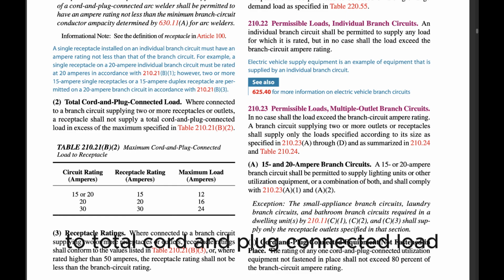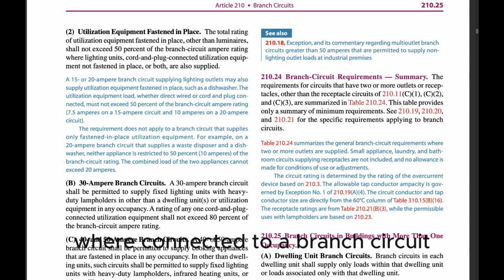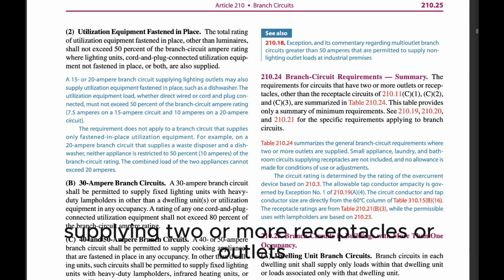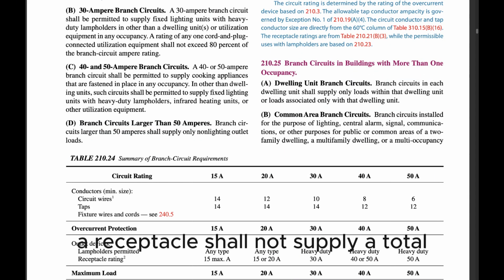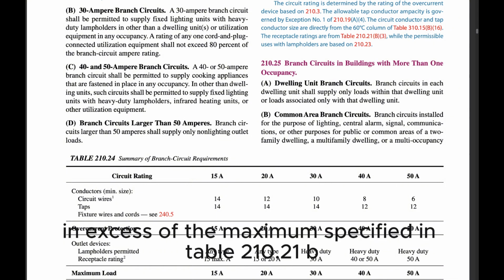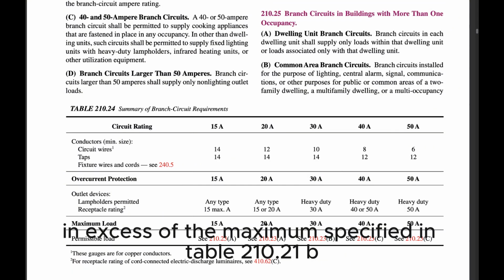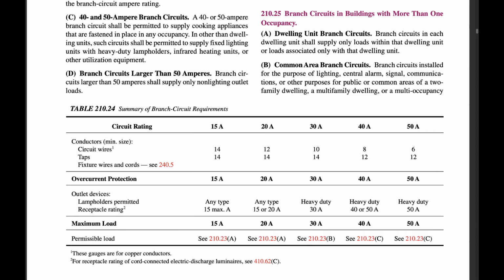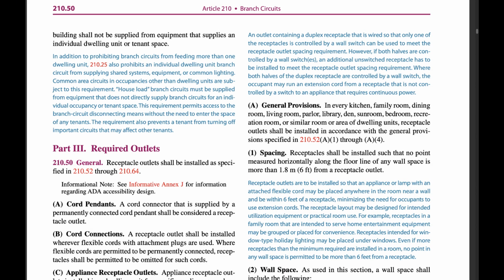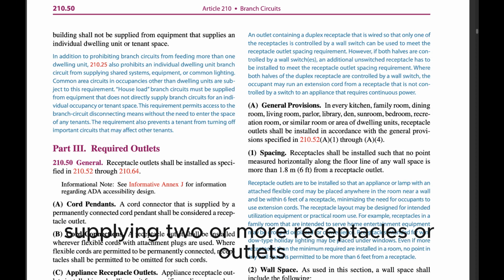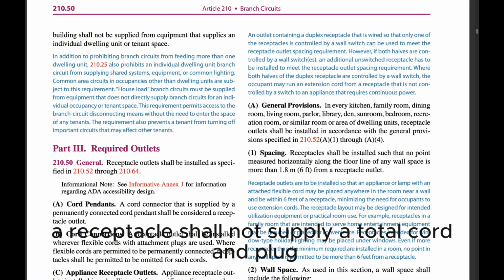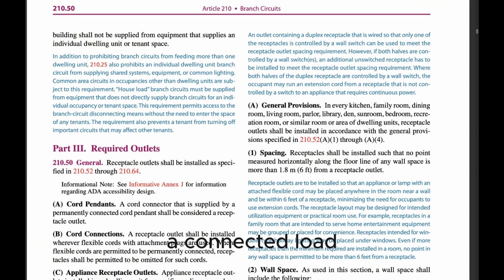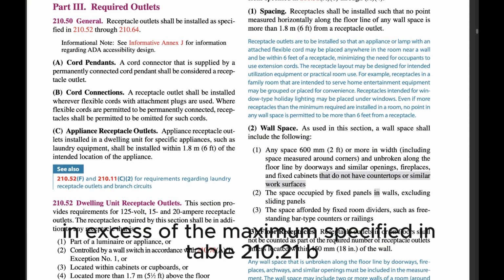2. Total cord-and-plug-connected load. Where connected to a branch circuit supplying two or more receptacles or outlets, a receptacle shall not supply a total cord-and-plug-connected load in excess of the maximum specified in Table 210.21(B)(2).